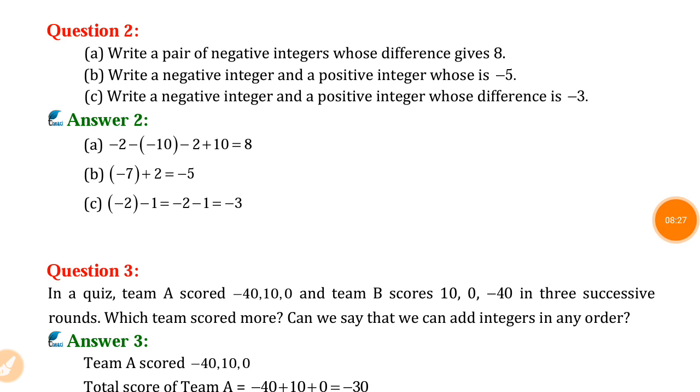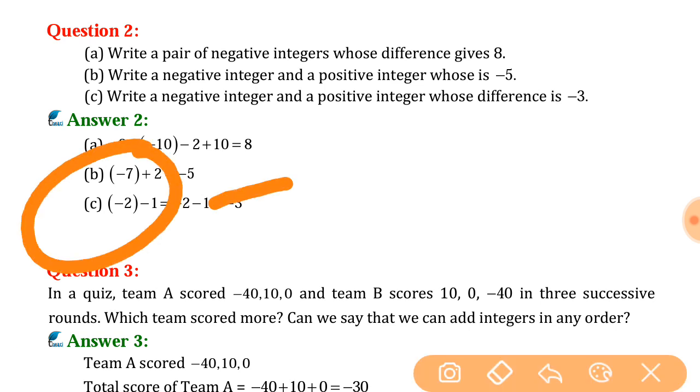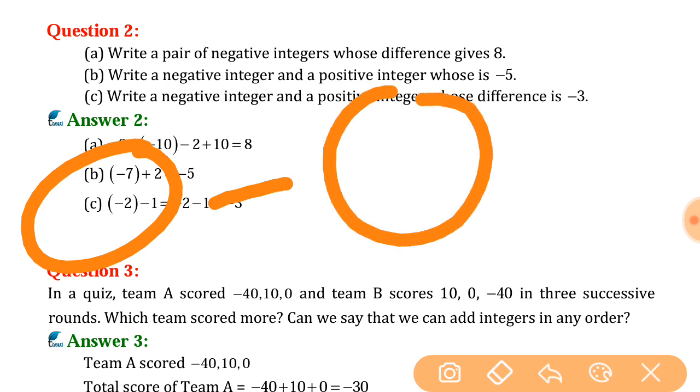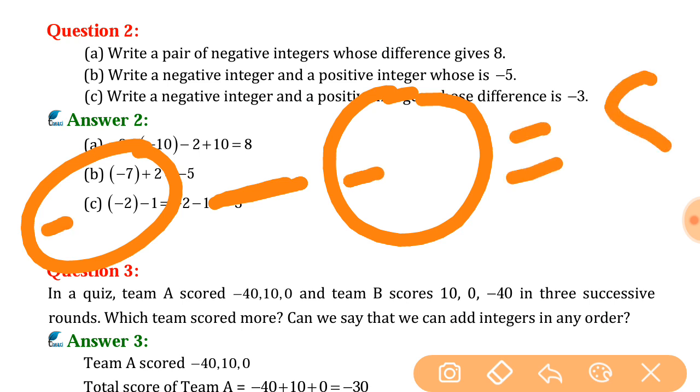See here also some negative integers or positive integer differences or sum, we have to get some integers. First example, write a pair of negative integers whose difference, difference means minus. Negative integers, both should be negative, it seems. It gives plus 8, which means it should be plus only.